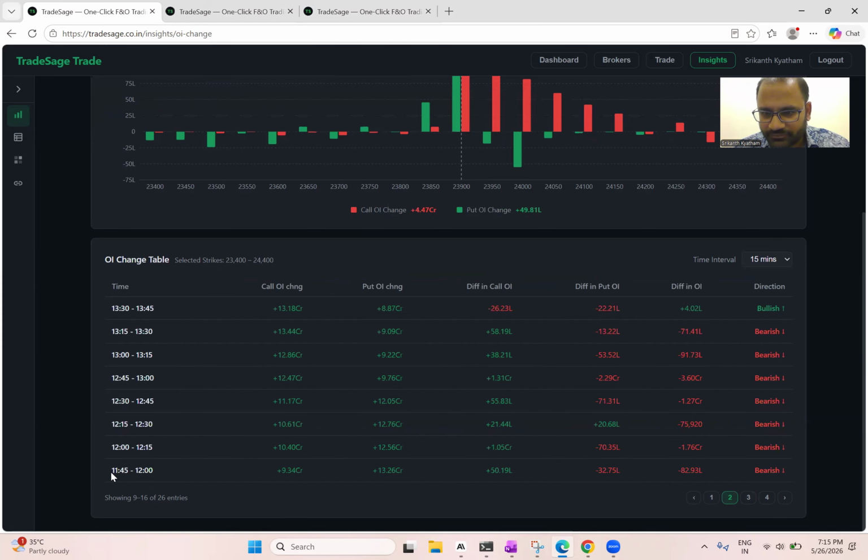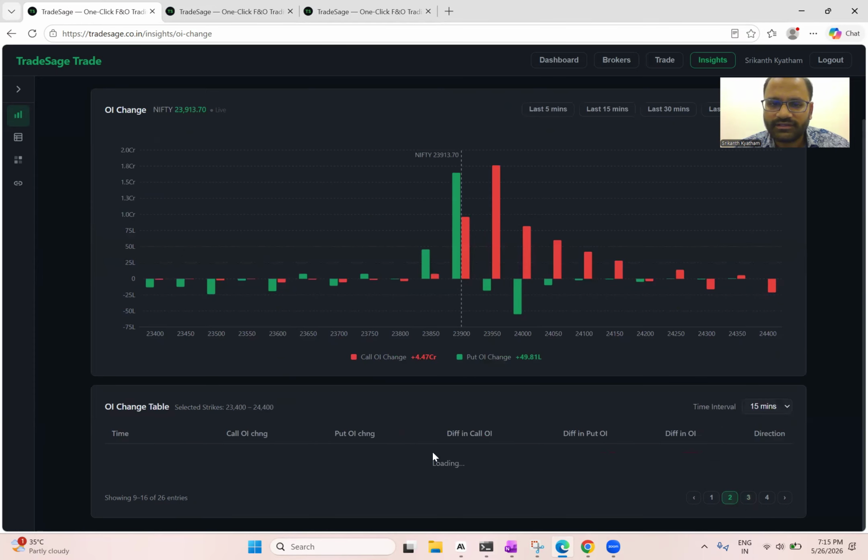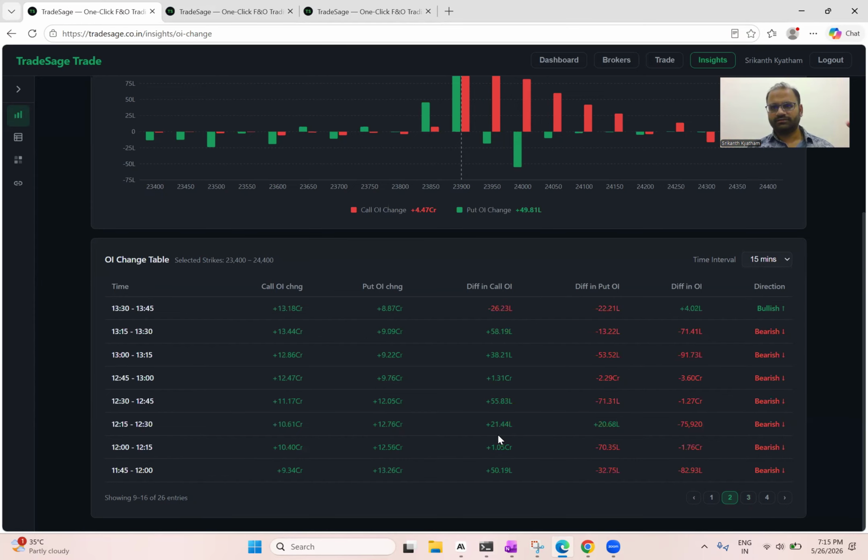There you go. Okay. So the market is turning bearish. As you could see, the call OI is continuously increasing, right? But the put OI is either less than the call OI addition or the put OI is decreasing. Okay, so that's a clear indication that the market is trying to reverse from bullish to bearish.